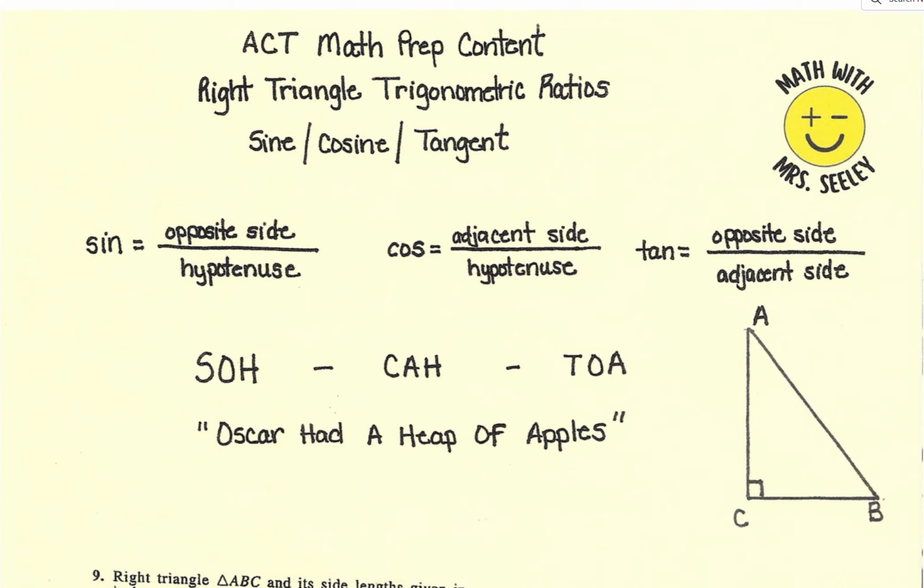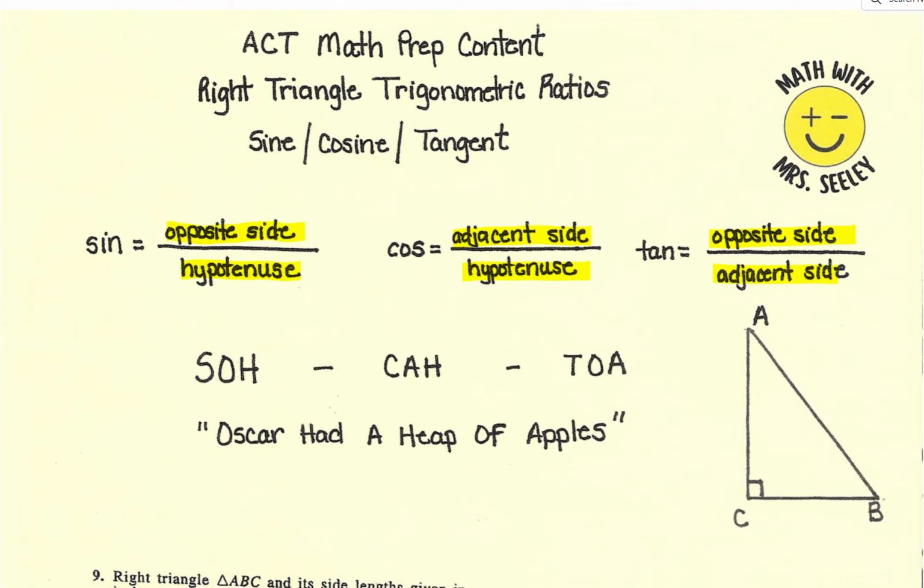As we begin, let's first of all define these ratios. You have sine, cosine, and tangent. Sine is defined to be the opposite side over the hypotenuse. Cosine is the adjacent side over the hypotenuse, and tangent is the opposite side over the adjacent side.